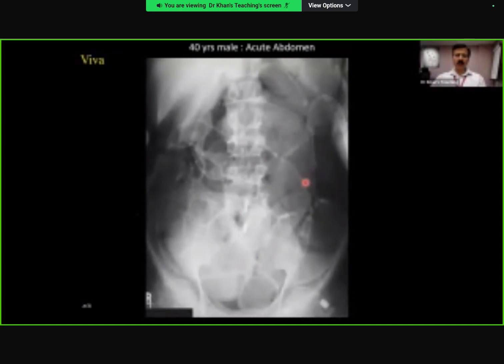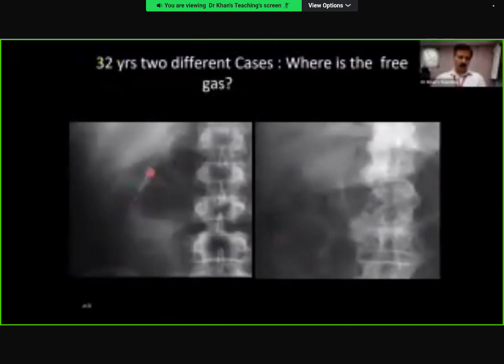Now we are going into the signs. What are the signs of pneumoperitoneum on a plain film? And you can see at times gas accumulated. For example, here it is, subhepatic region. You can see this gas here. And there is gas here also. So these things should be in your mind.